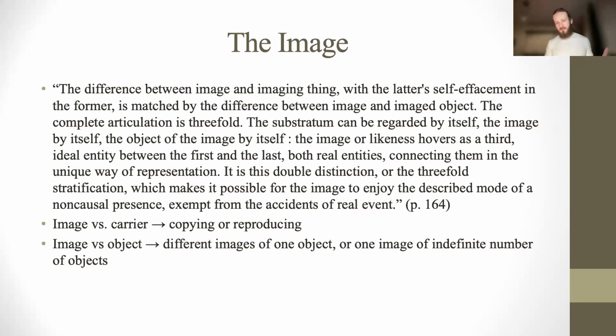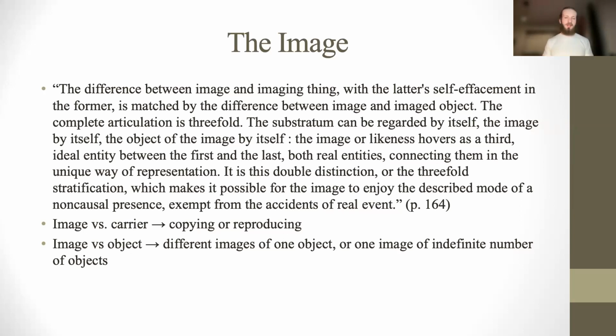On the other hand, the difference between the image and the thing represented enables there to be different images of one object. These different images can each work through a different aspect of likeness. So one can compare, for example, a fairly photorealistic painting with a caricature. On the other hand, there can also be one image of an indefinite number of objects.